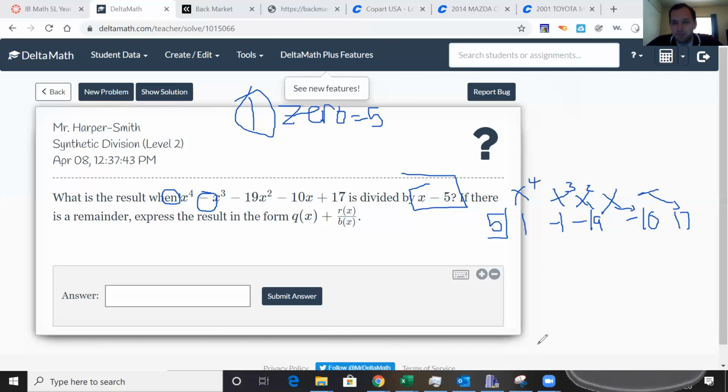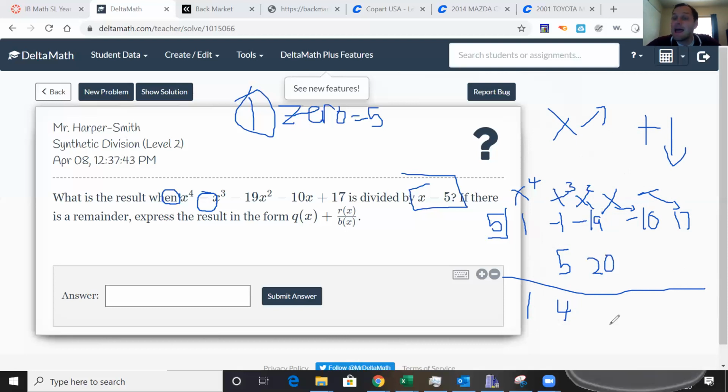All right, so here we go. The process is multiply, then add. Well, sorry, add, going down, then multiply, goes diagonally. So 1 plus nothing is 1, because we're going down. Now we're going diagonally. So 5 times 1 will give me 5. I add, that gives me 4. I multiply, and that gives me 20. I add, it gives me 1. I multiply, it gives me 5. I add, it gives me -5. I multiply, it gives me -25.